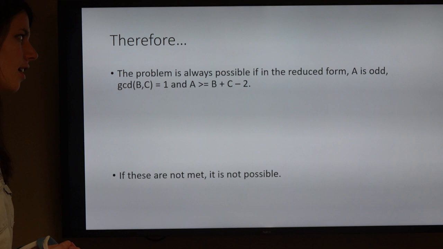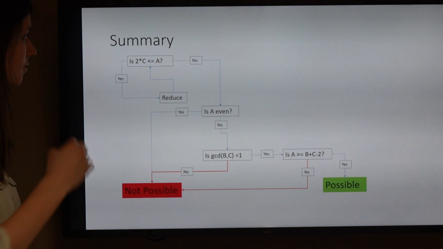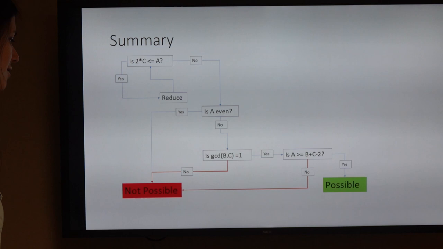But the part that I have shown can be represented in this diagram, where we start by reducing, and once we have reduced, we see if A is even, we check the GCD of B and C, and then we arrive at it either being possible or not possible.